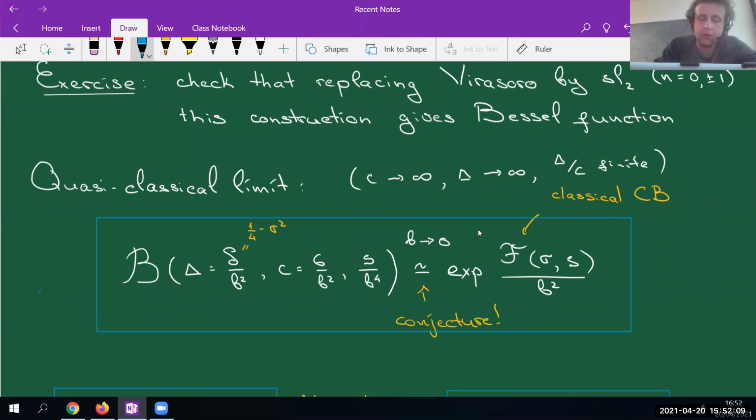You see, if you take the logarithm of the left-hand side, then it diverges as 1 over B squared. What do you have in the numerator? What is f of sigma s? This is what is called a classical conformal block. And is that related to some representation theory as well? At least not directly.